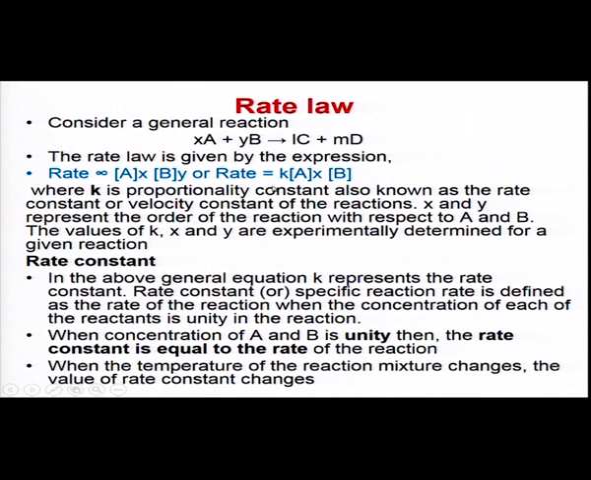So, in the above general equation, k represents the rate constant, or sometimes it is also known as the specific reaction rate constant, and usually it is defined as the rate of the reaction when the concentration of each of the reactants is unity. So, when the concentration of A and B in the general equation is unity, then the rate constant is equal to the rate of the reaction. Under this condition, the rate constant and rate of the reaction will be the same. The temperature of the reaction also can change the rate of the reaction, and the value therefore depends on the temperature of the reaction mixture.